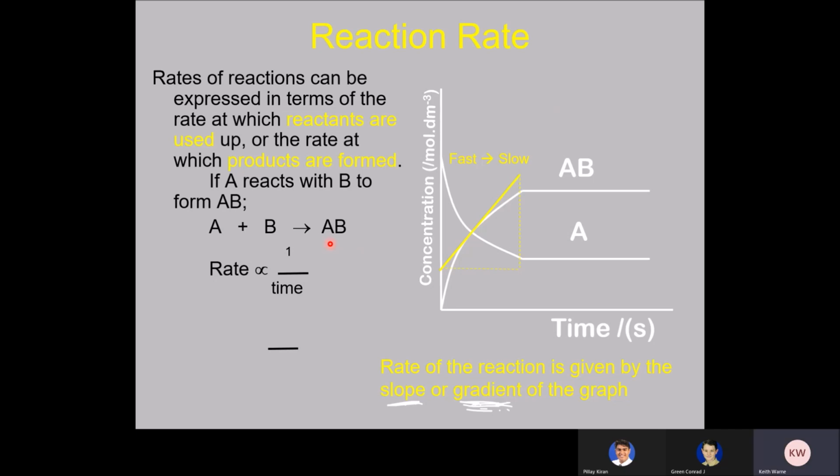Obviously, if the reaction takes a short time, then it's got a high rate. If the reaction's got a low rate, it'll take a long time. And so we often use 1 over time to represent the rate. The rate would be equal to how much the concentrations are changing over time. And if we gave you a graph of concentration, we could ask you to find the rate, and you just have to find the gradient of the graph at that point.